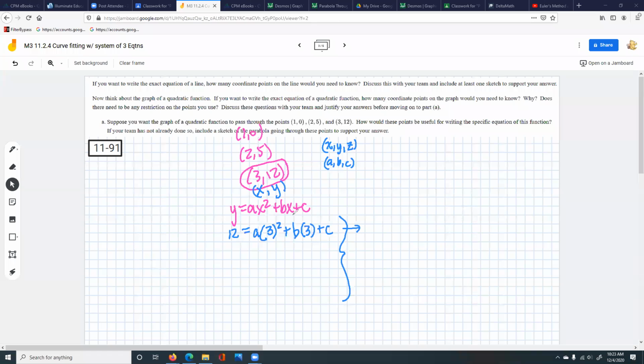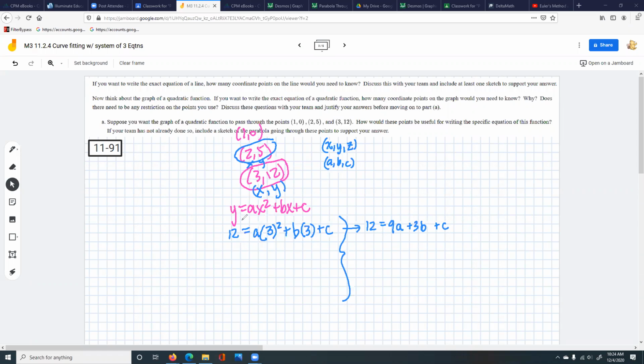Let's go ahead and multiply the 3 squareds out. So we have 12 equals, and this is going to be 9a, because 3 squared is 9, plus 3b plus c. Okay, so now we have basically an XYZ equation, right? But with a, b, and c. So now let's use the other point, 2, 5, x, y, and plug it into here, right?